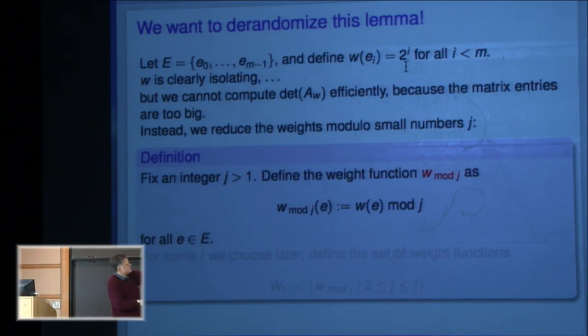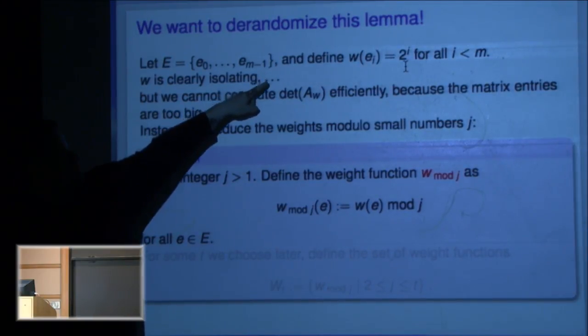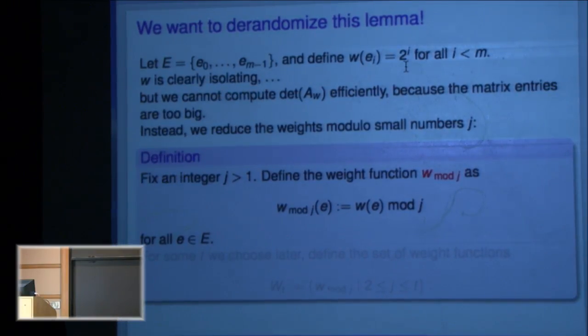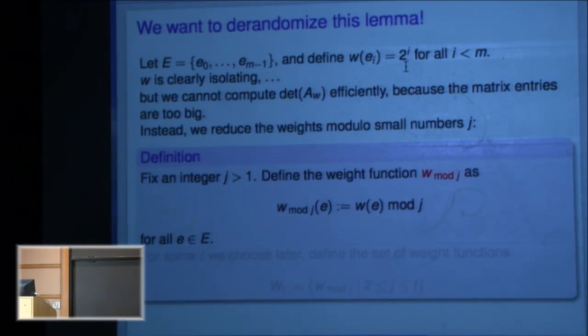So I'm going to fix this weight function w. We'll call this the proto weight function, I guess. And what we just do is we reduce it mod j for every edge. So w mod j of e is you take the w of e, which is a power of 2, and this is the mod operator, so dividing by j and taking the remainder, and do this for all edges.